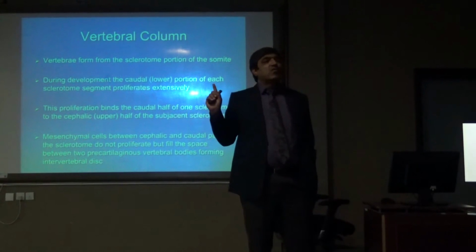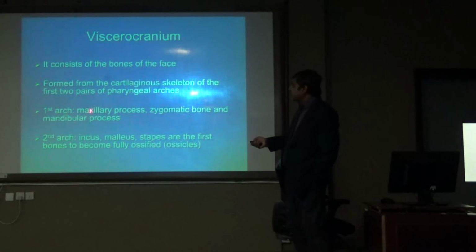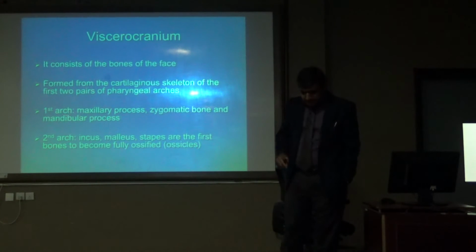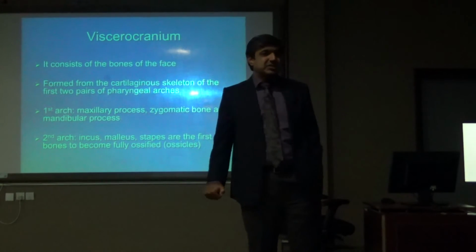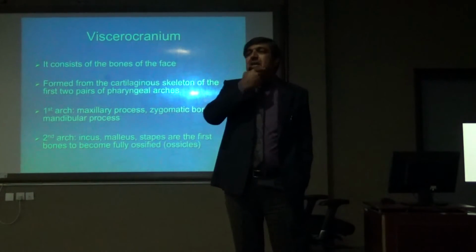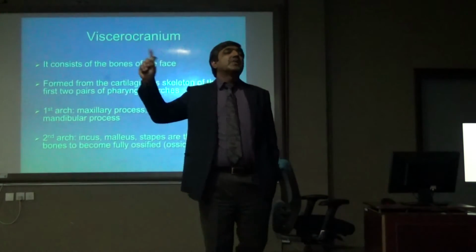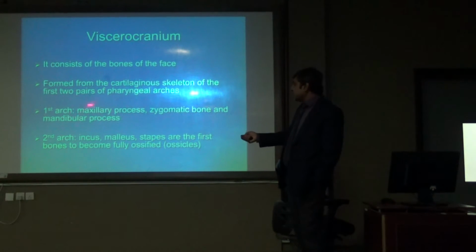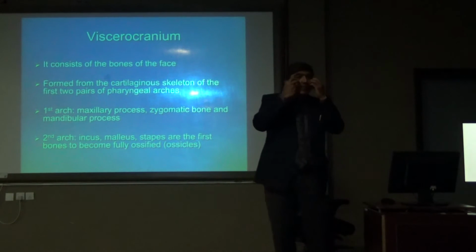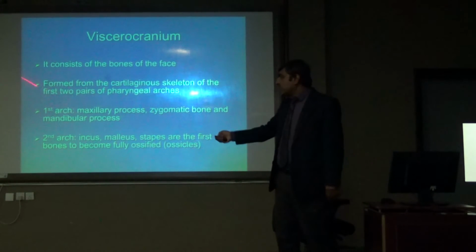Let's talk about the vertebral column. One more thing I just forgot: the skull consists of the bones of the face. There are four pharyngeal arches. The bones of the face develop from those arches. Most of them develop from the first and second pairs. The maxillary process, zygomatic bone, mandibular process, maxillary bone, and mandibular bone, the mandible, all develop from the first arch.